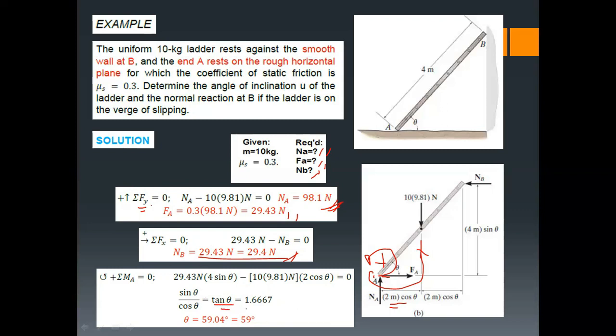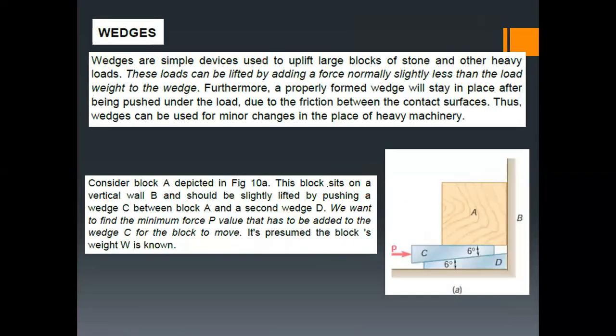So, tan equals 1.667, and then the inverse tan, or arctan, of 1.667 is 59.04 degrees, or 59. So we got the angle of our ladder that is leaning on the wall. So that's how the solving goes, a simple analysis and concept, and just a summation of forces since it is in equilibrium. Okay?